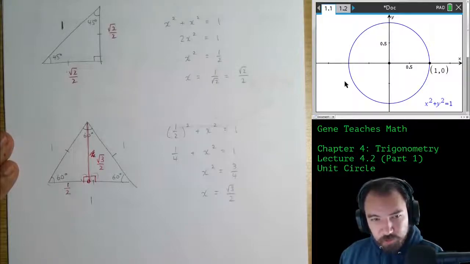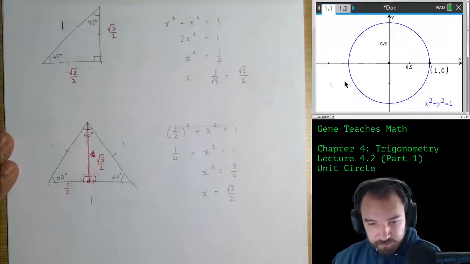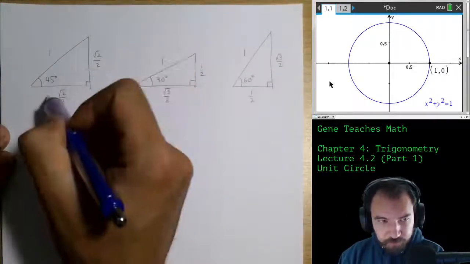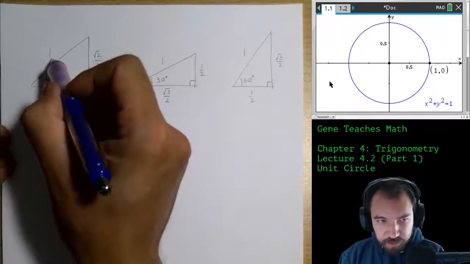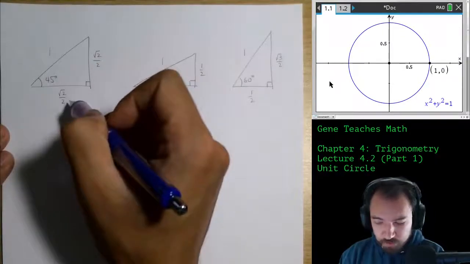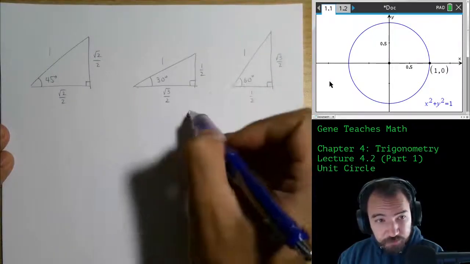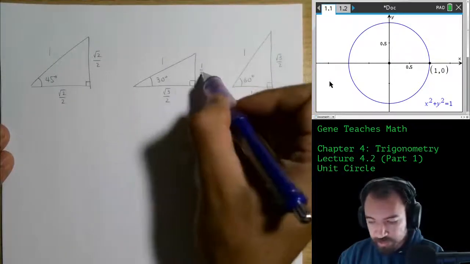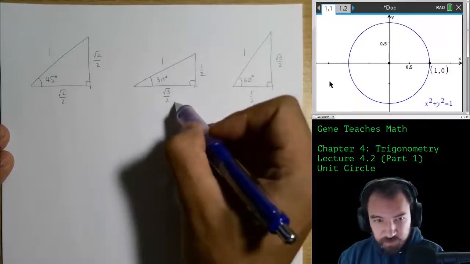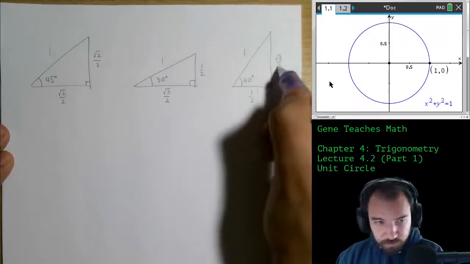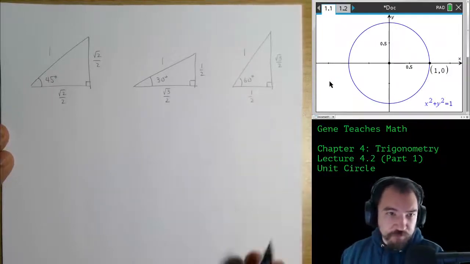Now let's talk about what we can do with these triangles we've created. To summarize our results, if we have a 45, 45, 90 triangle, then if the hypotenuse is 1, each of the legs is root 2 over 2. If we have a 30, 60, 90 triangle, which we got from cutting an equilateral triangle in half, this orientation has 1/2 and root 3 over 2 if the hypotenuse is 1. And this orientation has root 3 over 2 on the height and 1/2 on the base.